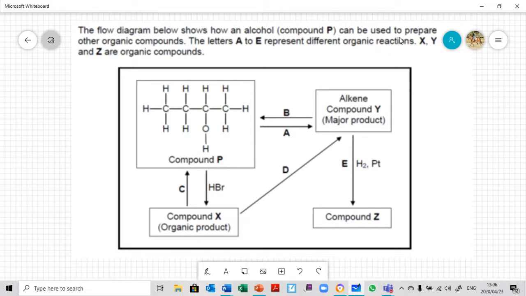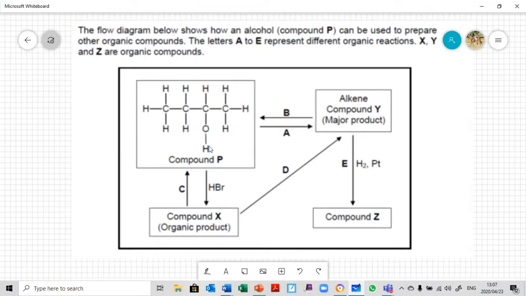Make very sure you know what is the difference between the reaction and the compound formed. Okay, so it's always worth taking some time at the beginning of these questions to just orientate yourself. A, B, C, D, and E, these are the reactions happening. P, Y, X, and Z, those are the compounds that are formed.